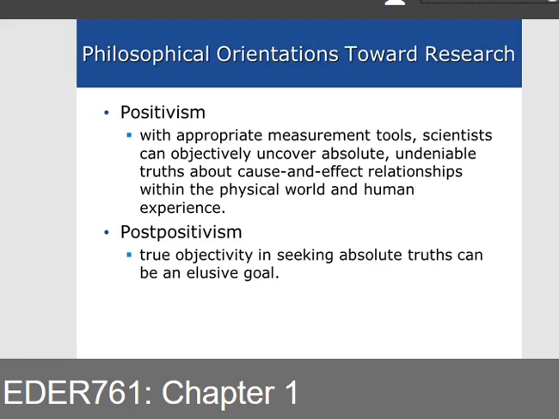In research, there are several philosophical orientations. With the natural sciences, the primary approach taken was one based on the philosophical orientation of positivism. With positivism, the appropriate use of measurement tools is to objectively uncover absolute, undeniable truths about cause and effect relationships within the physical world and the human experience.